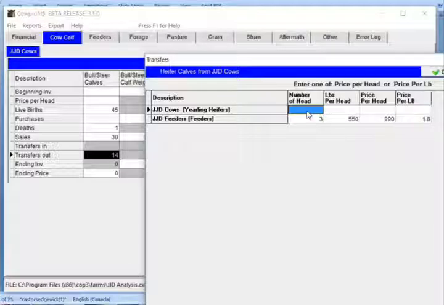There were also heifer calves transferred to yearling heifers to go back into the breeding herd. So 15 of those, again at 550, at a price per head of $1,250 this time, $1,250 per head, and works out to a price per pound of $2.27. So that covers the transfers.